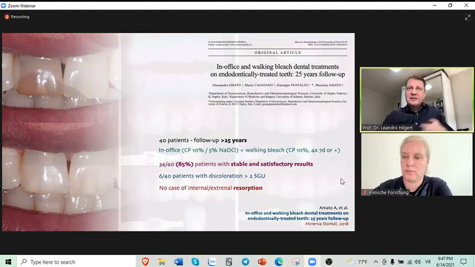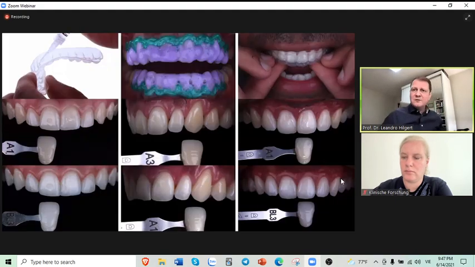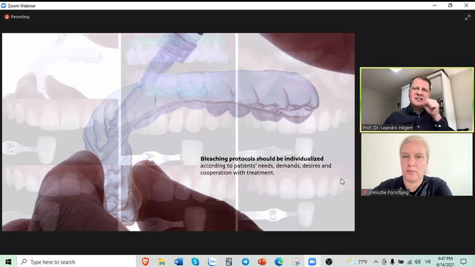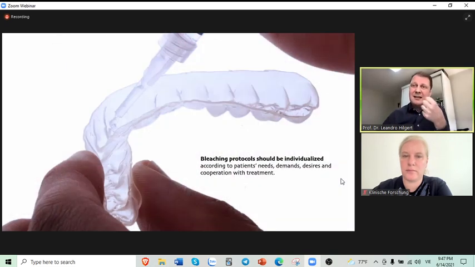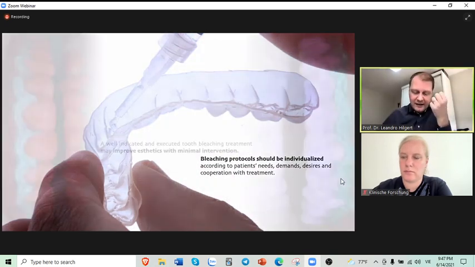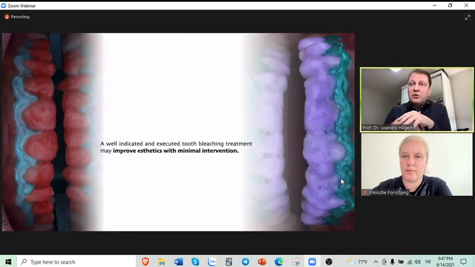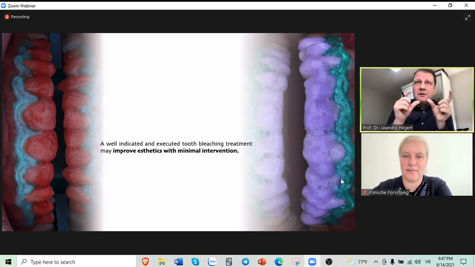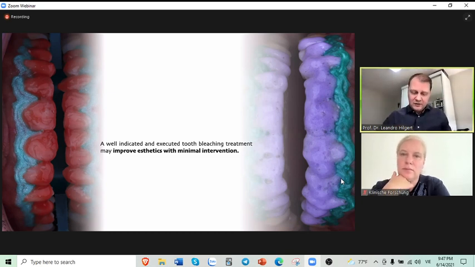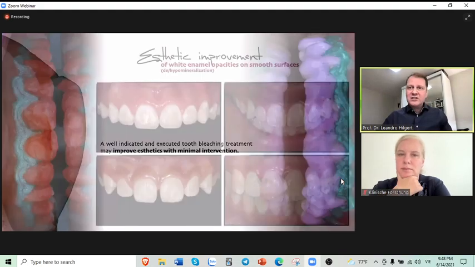All right. So on bleaching, this is what I would like to say. Individualize, think about bleaching as a very, I say, minimally invasive option to change color in your clinical cases. I think here is a very nice example of aesthetics with minimal intervention. So that's what I had on bleaching.